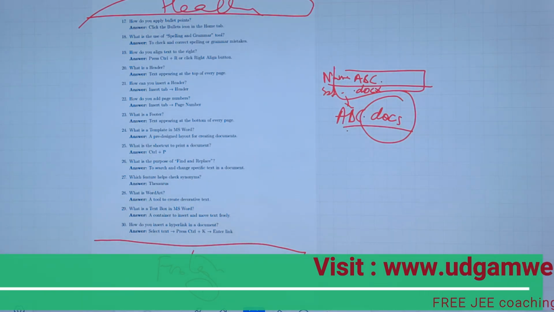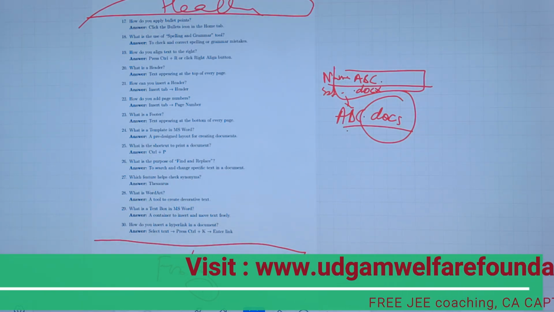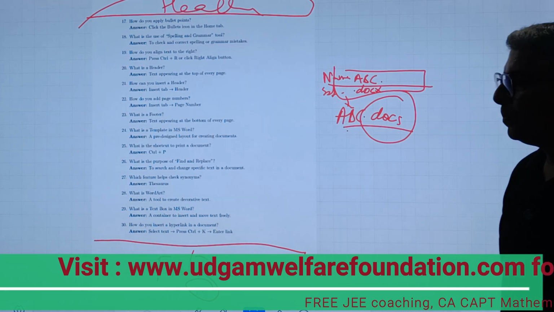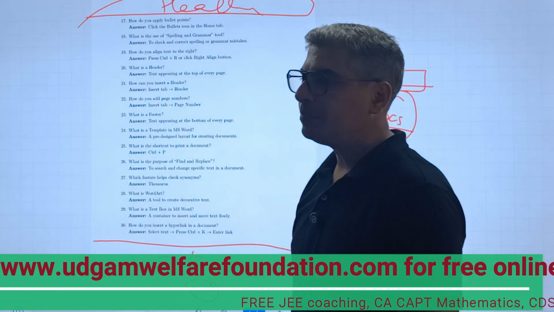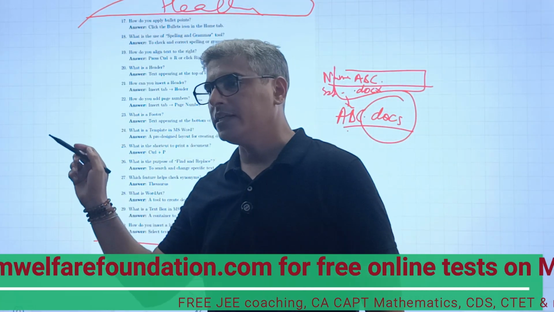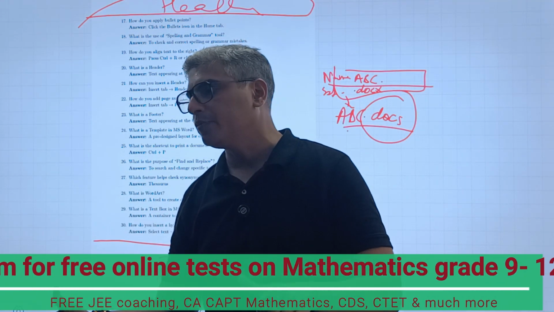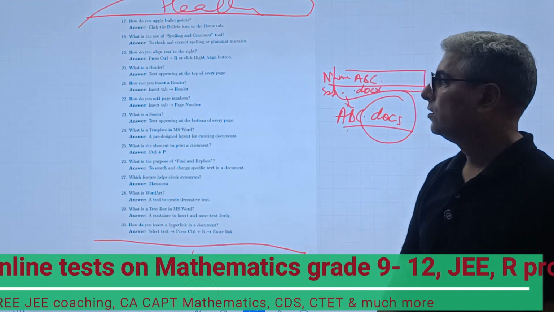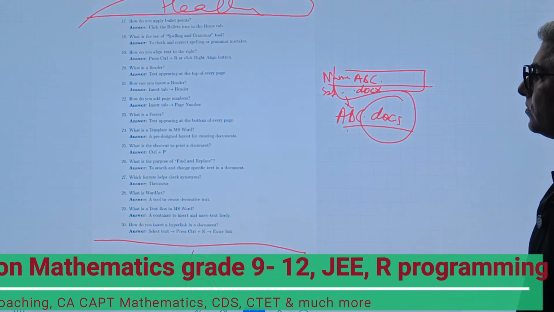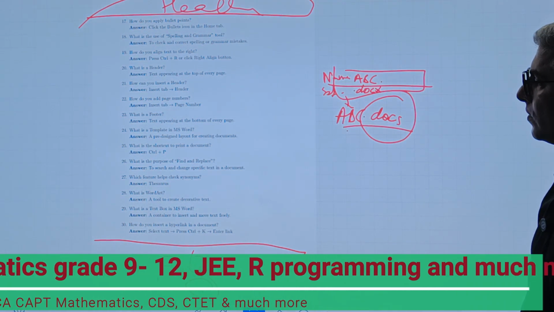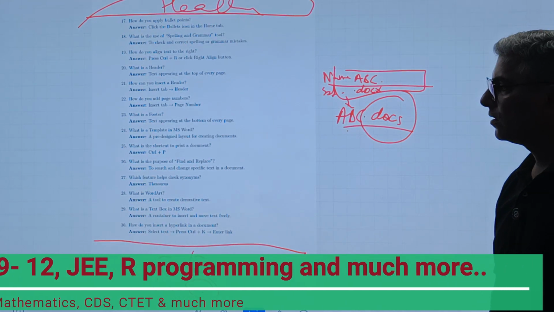What is the shortcut to print a document? Control+P. प्रिंट डॉक्यूमेंट करने के लिए आप या तो फाइल पे जाके प्रिंट कर सकते हैं, या आपने एक फाइल बना ली है उसको प्रिंट देना है तो Ctrl+P आप यूज करेंगे। वेरी सिंपल। What is the purpose of find or replace? To search and change specific text in a document.